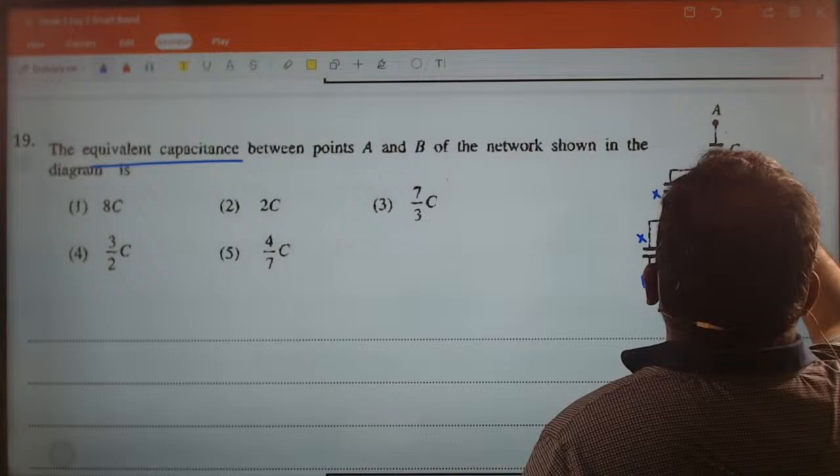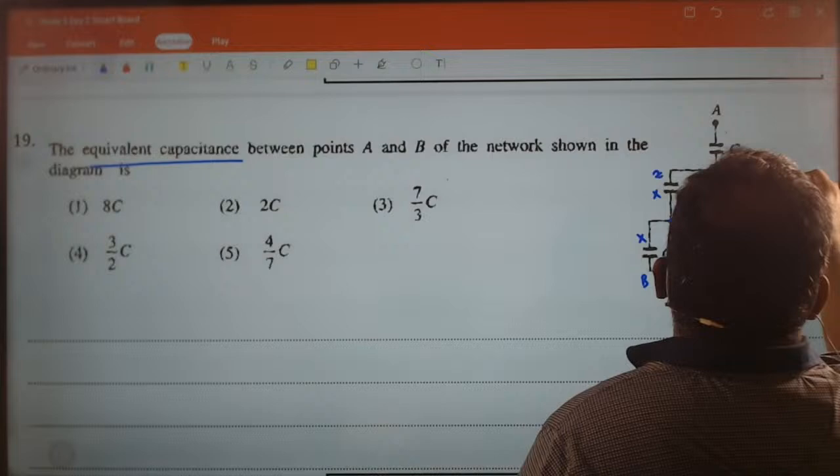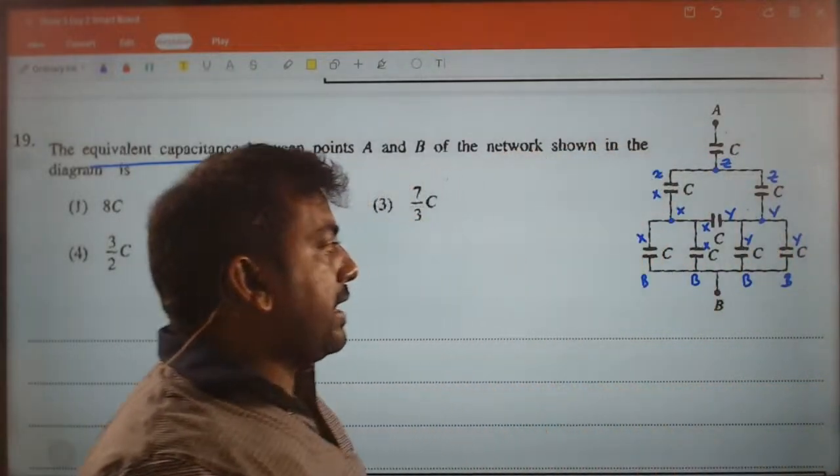Here A is there. Here Z. Z is here, Z is here, Z is here. Right. Can you rearrange this? Yes, we can.